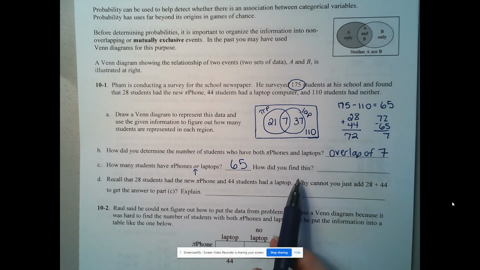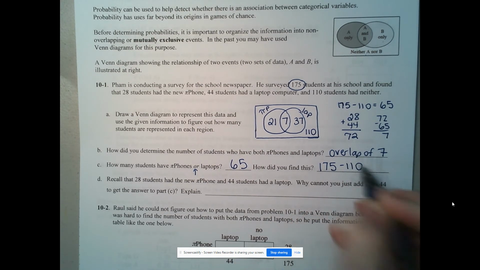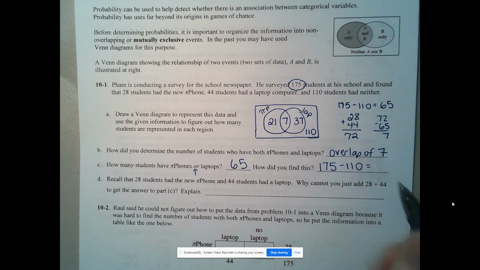How did you find this? That's the 175 kids. Take away the 110 who have nothing, have neither of those options. The remaining 65 are the kids who have a Pi phone or a laptop. This is called an inclusive or, meaning it's possible to do both.